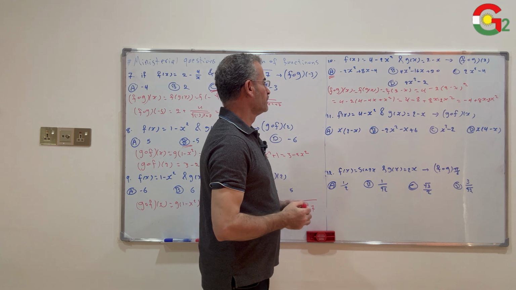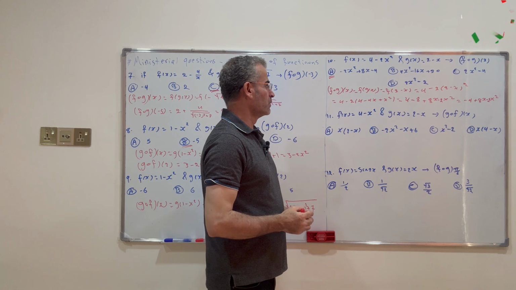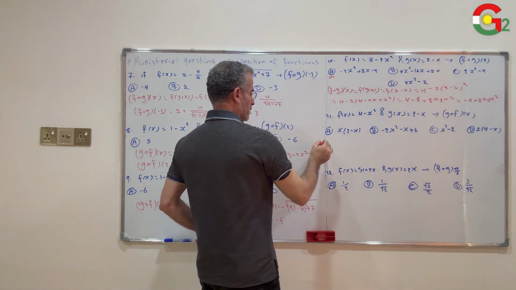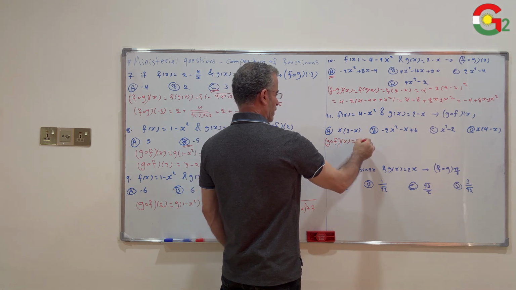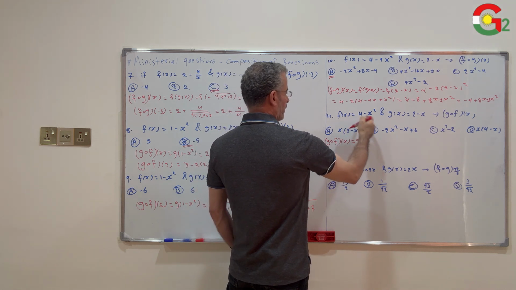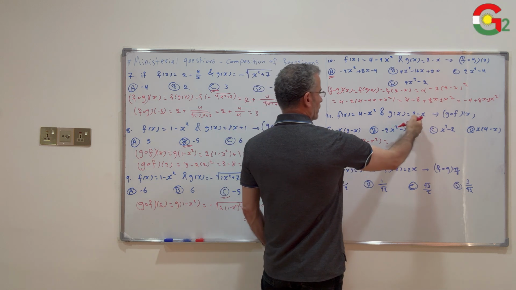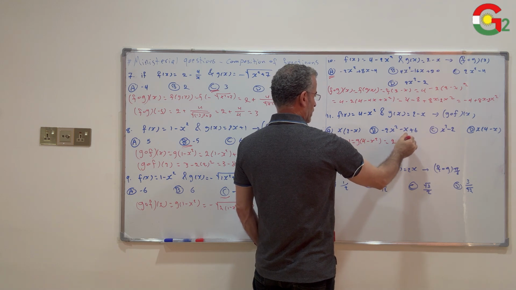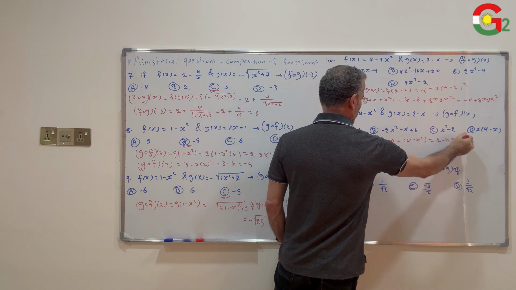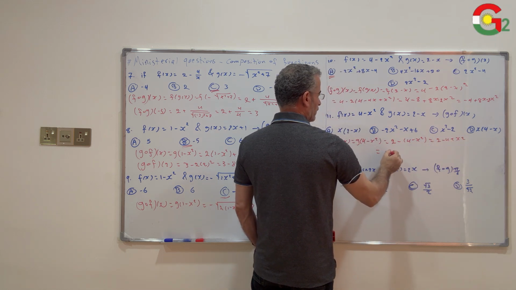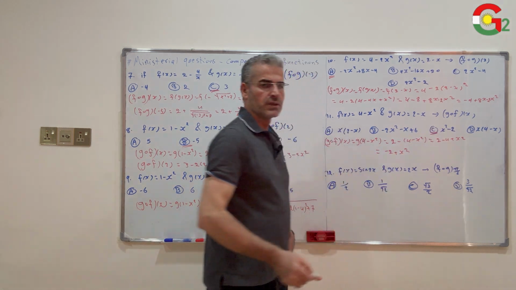Question number 11. F of x equals 4 minus x squared. G of x equals 2 minus x. Find g of f of x. g of f of x equals g of 4 minus x squared, which equals 2 minus (4 minus x squared), which equals 2 minus 4 plus x squared, which equals negative 2 plus x squared. Choice C.